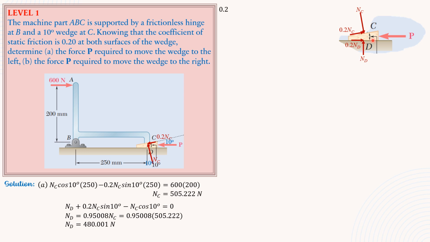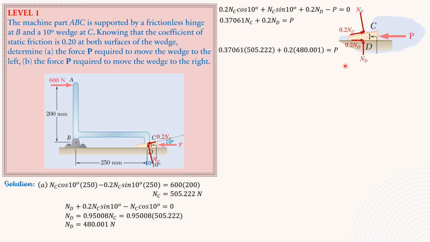Then summation forces horizontal equals 0.2 N sub C cosine of 10 degrees plus N sub C sine of 10 degrees, horizontal component of N sub C, plus 0.2 N sub D minus P equals 0. So combining N sub C, 0.37061 N sub C plus 0.2 N sub D equals P. Substituting, 0.37061 of quantity 505.222 plus 0.2 of 480.001 equals P. From here, we can solve for P. P is equal to 283.2 newtons.